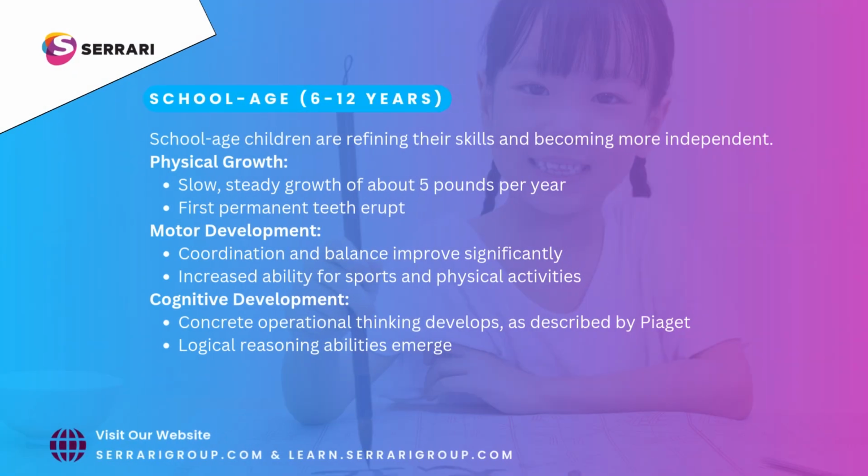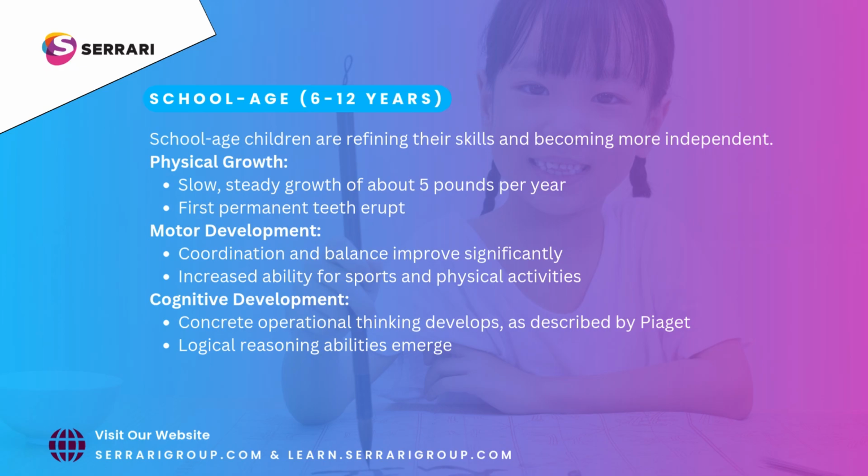School age, 6 to 12 years. School-age children are refining their skills and becoming more independent. Physical growth. Slow, steady growth of about 5 pounds per year. First permanent teeth erupt. Motor development. Coordination and balance improve significantly. Increased ability for sports and physical activities.